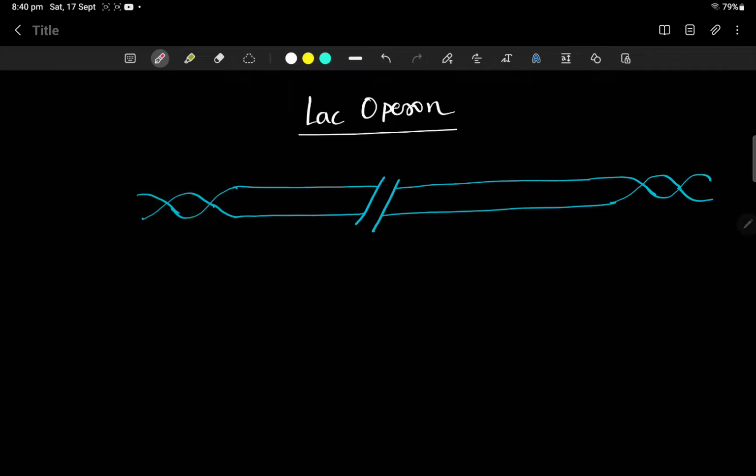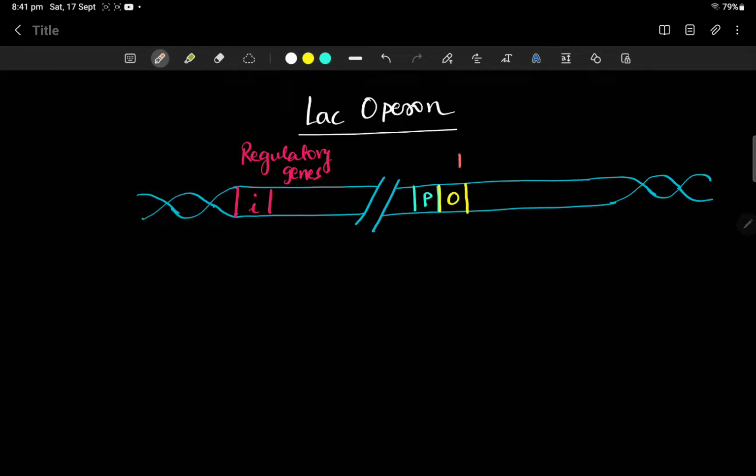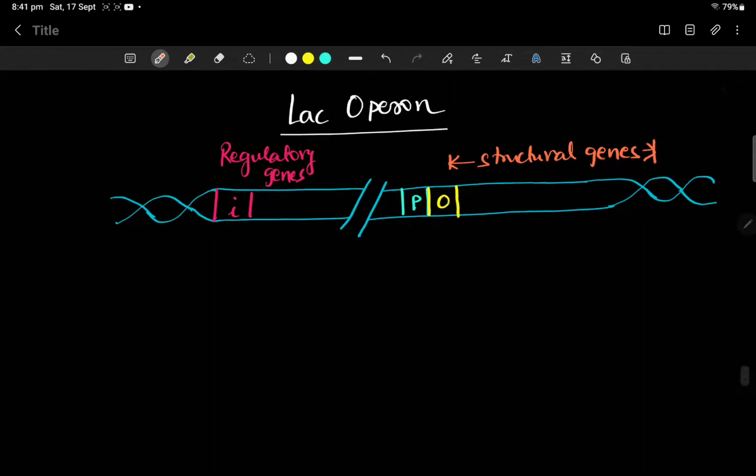Now what are the genes that are present in the operon? We have the regulatory sequence or gene, known as the repressor gene in the body. This is the I gene. Then we have the promoter, then the operator, and then we have the structural genes.